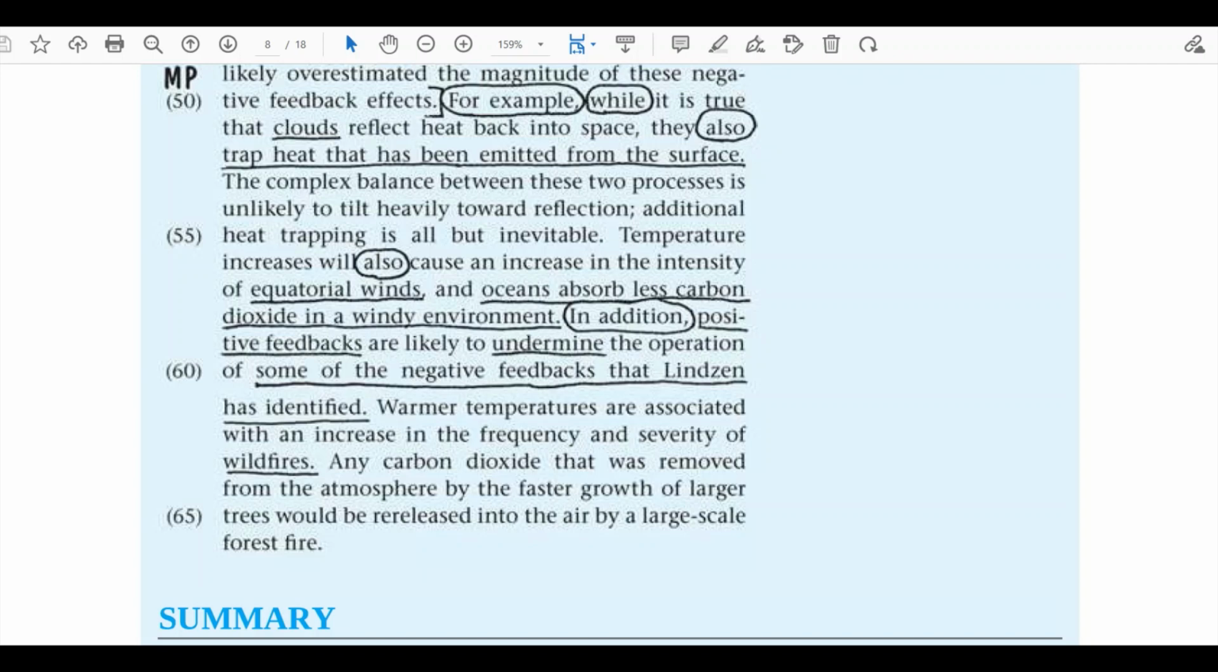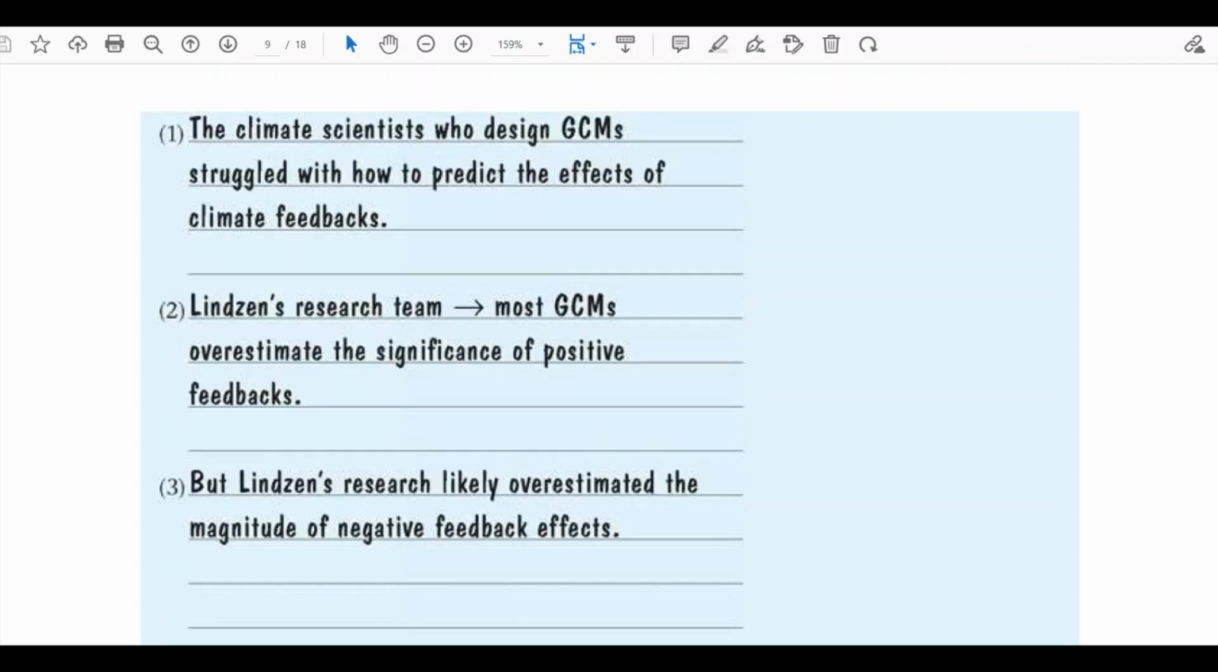So that's the end. Let's go to our summary. First main point here: the climate scientists who designed GCMs struggled with how to predict the effects of climate feedbacks. Second, in Lindzen's research team's view, most GCMs overestimate the significance of positive feedbacks. And the third main point: but Lindzen's research likely overestimated the magnitude of negative feedback effects.